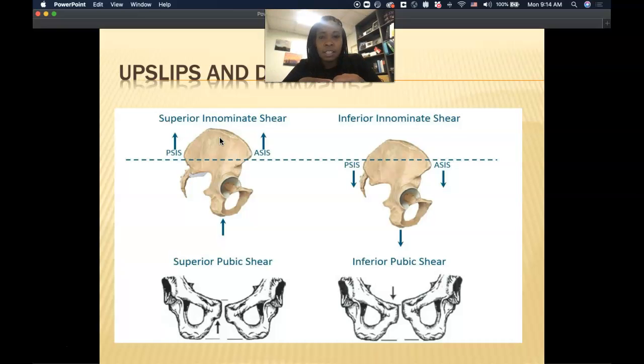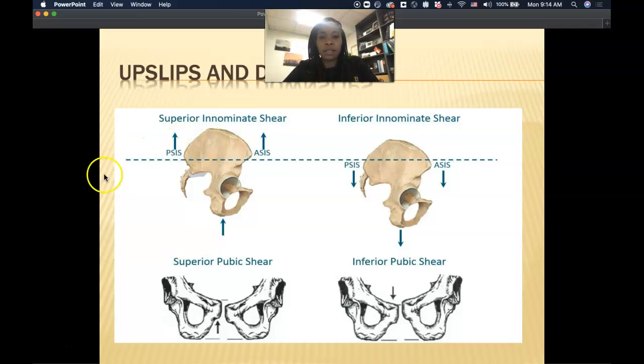Most often it's as a result of the quadratus lumborum, like an extremely tight quadratus lumborum muscle dragging or pulling that ilium superiorly. So what you see, right, is both ASIS and PSIS are going to be sitting more superior when you compare it to the opposite side. The other thing that you'll see in our palpations is that when we go to palpate the iliac crest, it'll be higher when we compare it to the other side.